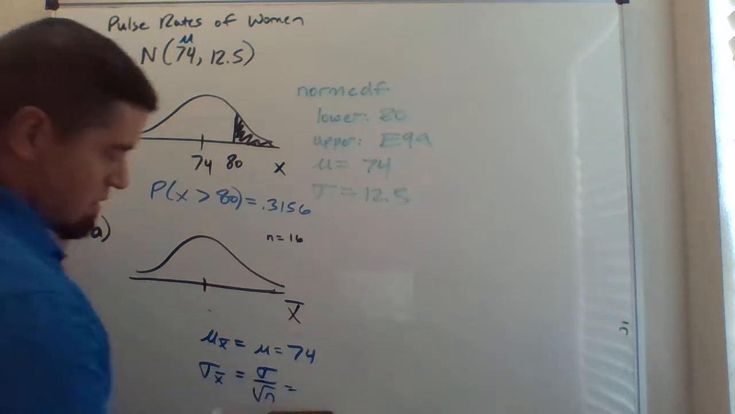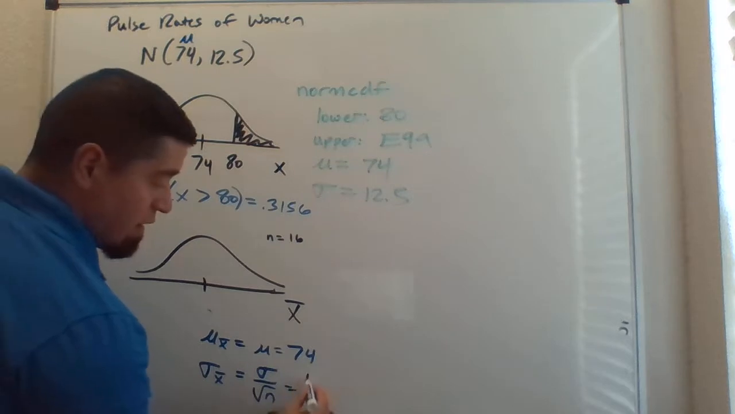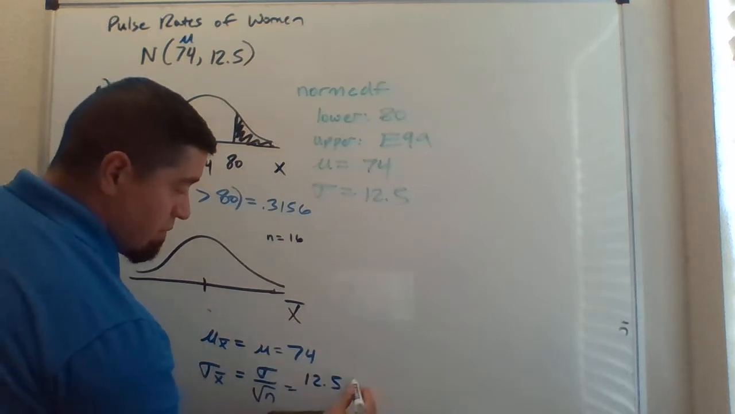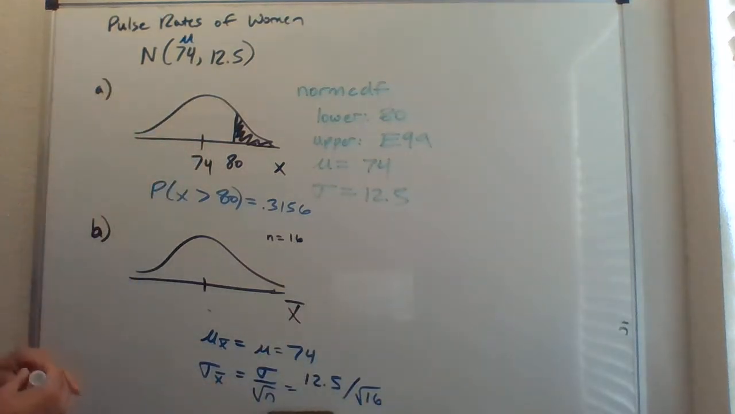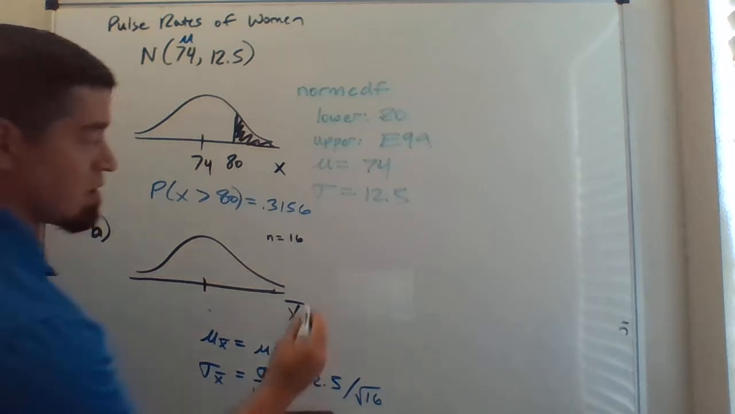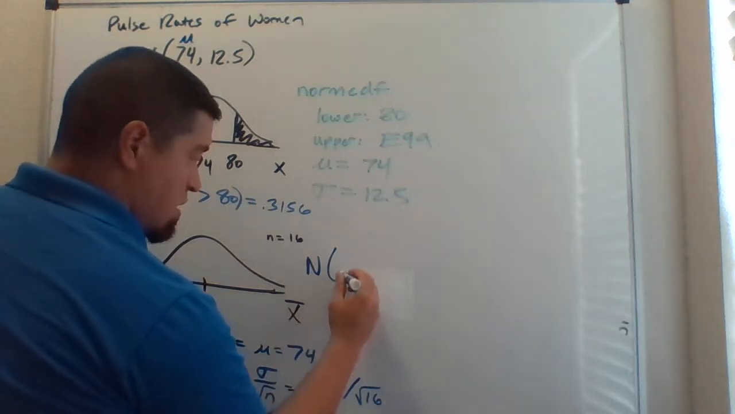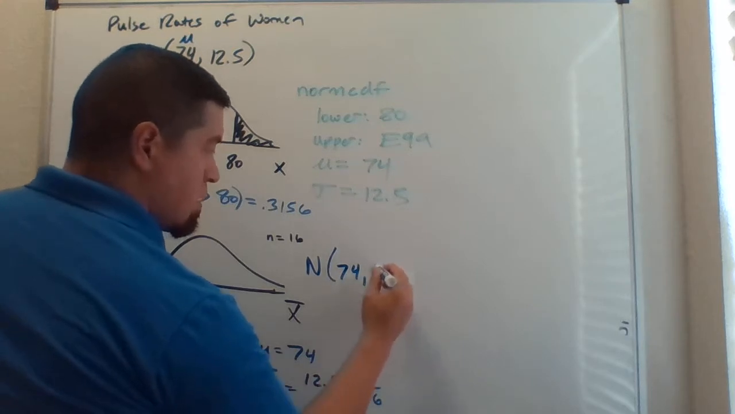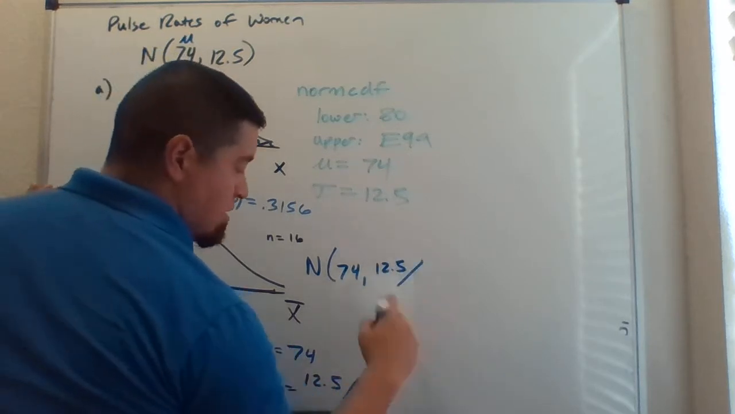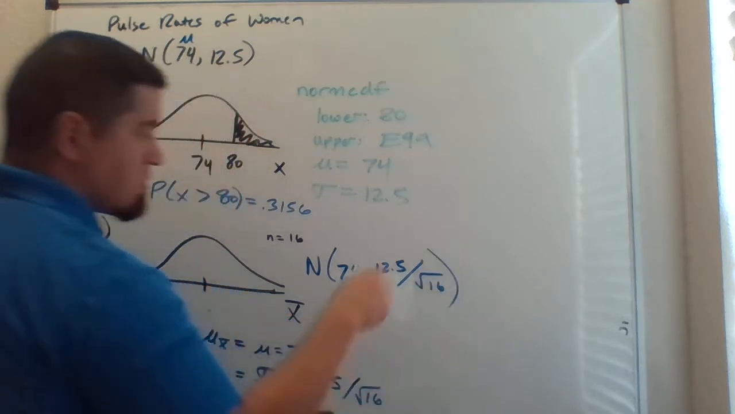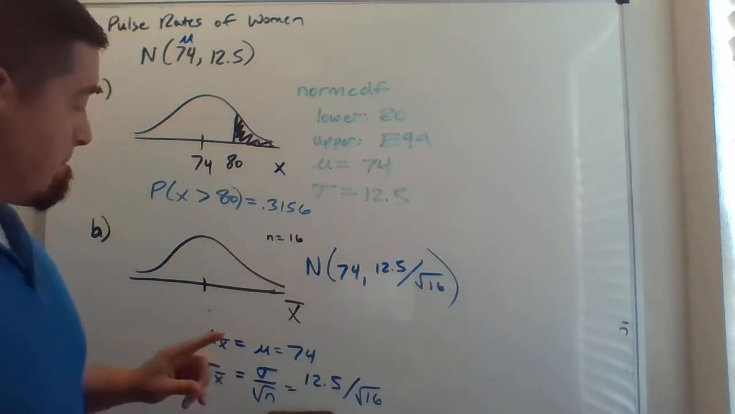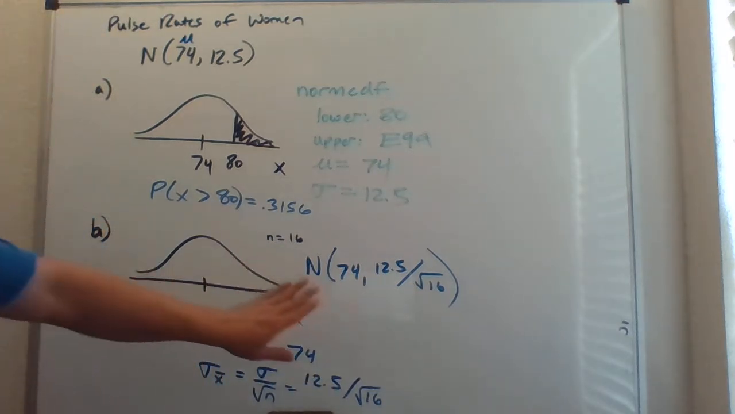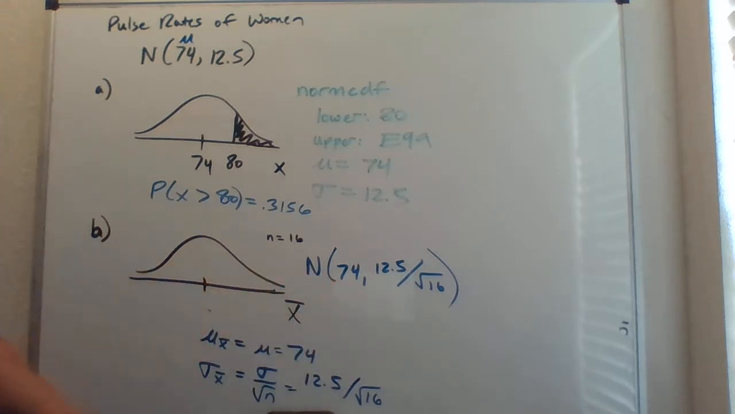Okay, so this is the change. The standard deviation is 12.5 divided by the square root of n, 16. So this is my new distribution. And I'm going to be quite honest with you, I usually don't even calculate this number. Unless for some reason I ask you for the number here, I usually just leave it like that. But so now I have my new distribution of sample means of size 16. Here it is.